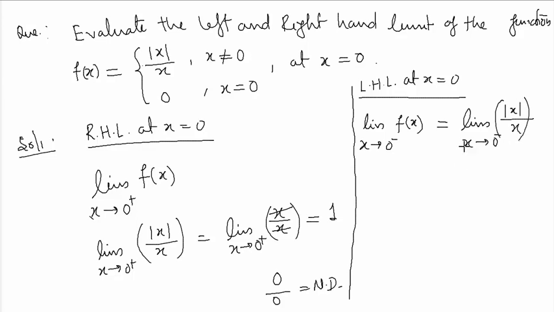As you can see, x is less than 0, 0 minus, it's less than 0. So mod x will be opened as minus x. So limit x tending to 0 minus, this is minus x upon x. Again, this is not exactly 0, so you can remove this, you can get minus 1. So at this place, you are getting right hand limit as 1 and left hand limit as minus 1.